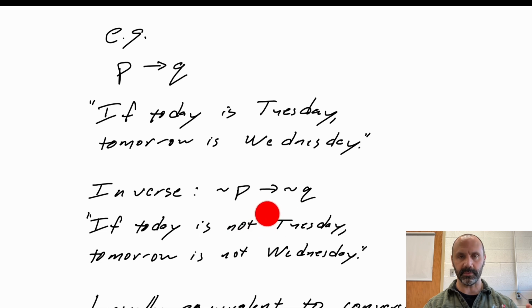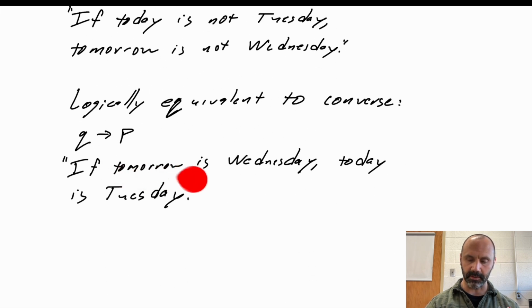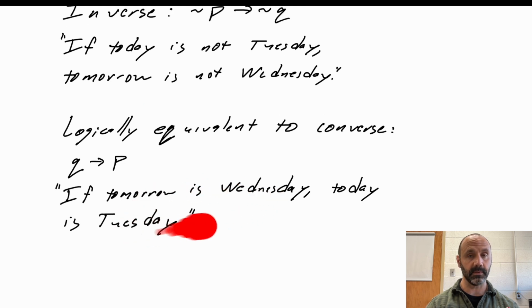This statement happens to be true. But the inverse is not always true if the original conditional is true. We'll look at some examples later. However, the inverse is logically equivalent to the converse. If the converse is true, then the inverse has to be true. So for example, if tomorrow is Wednesday, today is Tuesday, this is the converse of the original conditional statement that we've been talking about.